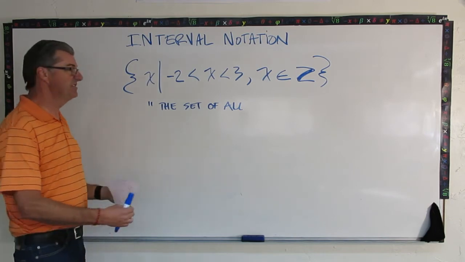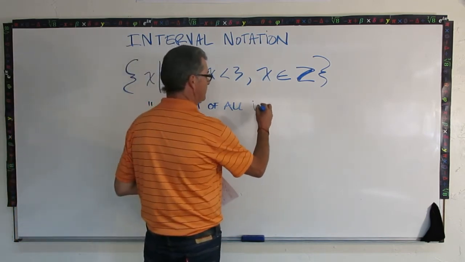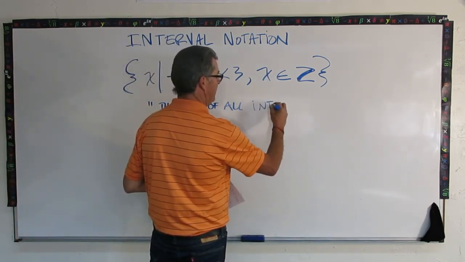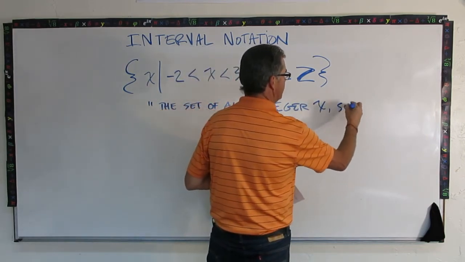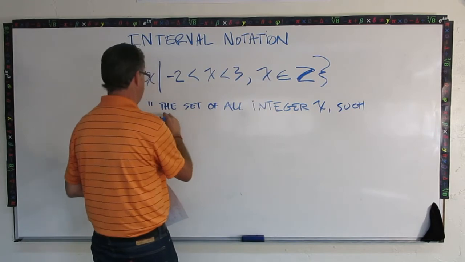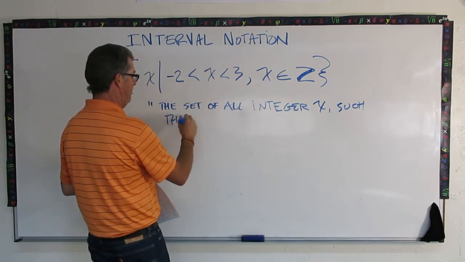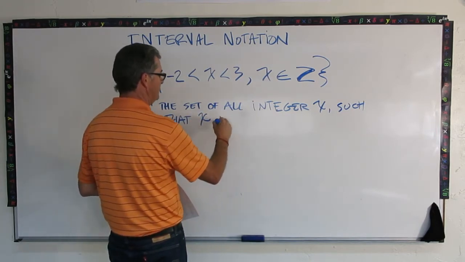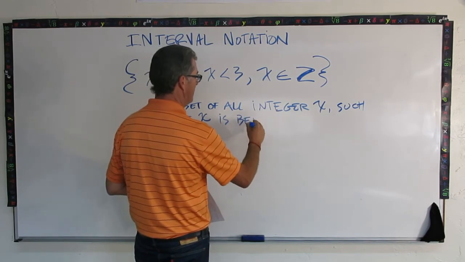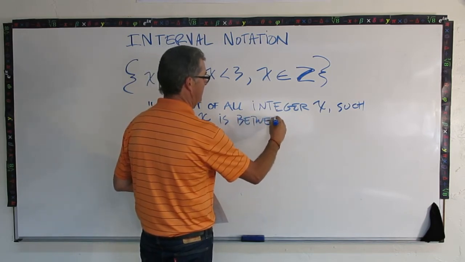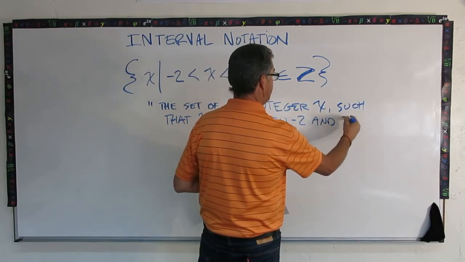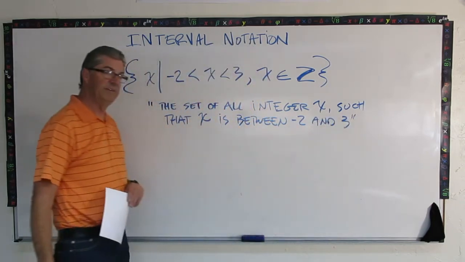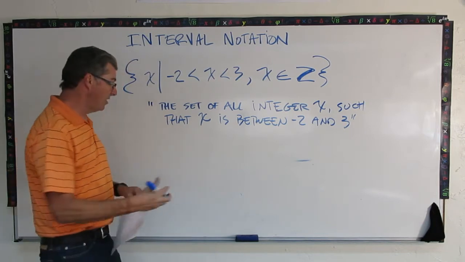The way I would do this is a set of all integers x such that x is between -2 and 3.